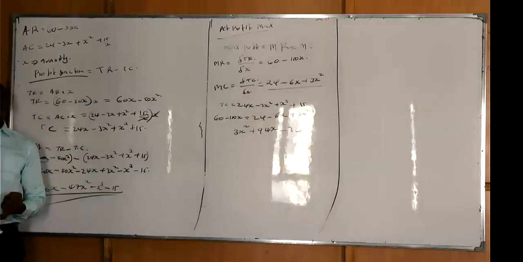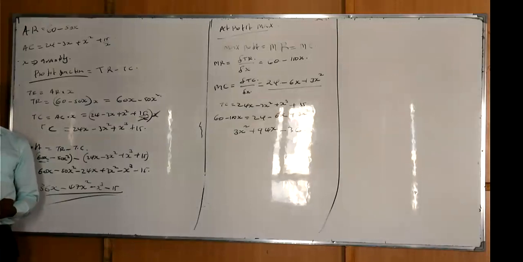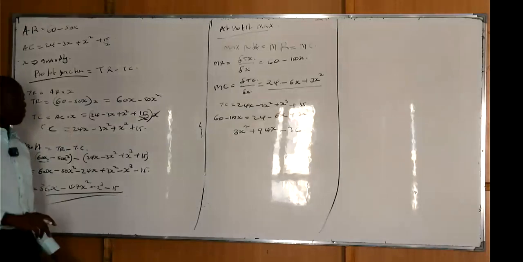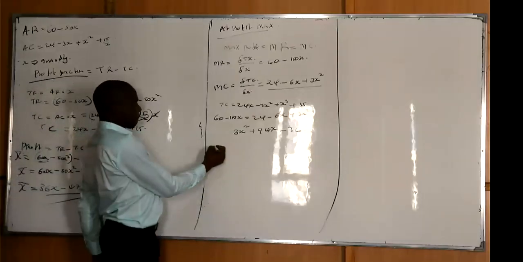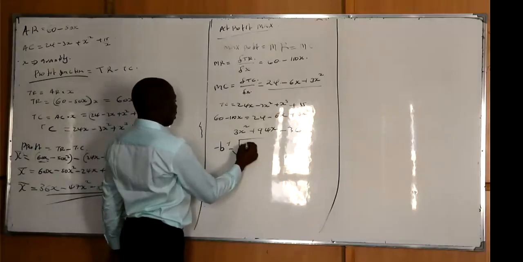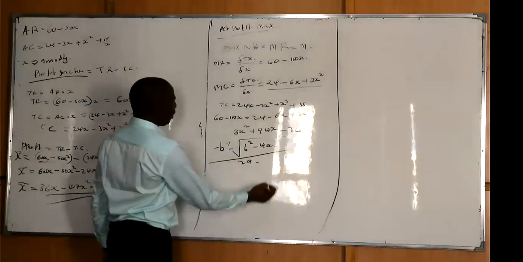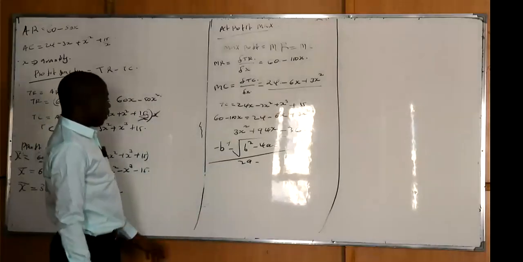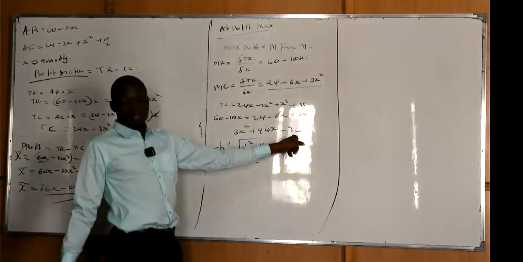You can use a quadratic formula, or you can use a graphical method, right? Let's say graphical, put x. Let's use the quadratic equation. The quadratic equation says negative b plus or minus square root of b squared minus 4ac, divided by 2a, right? Okay, this is a, this is b, this is c.